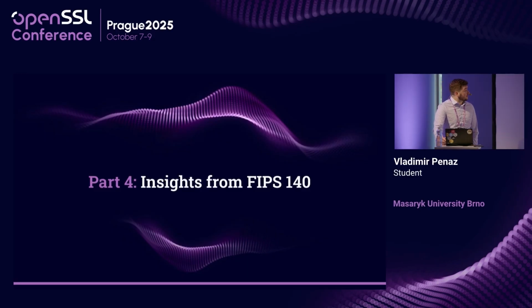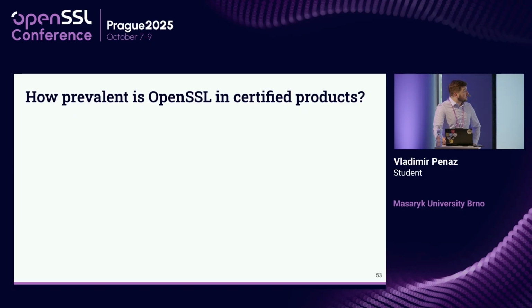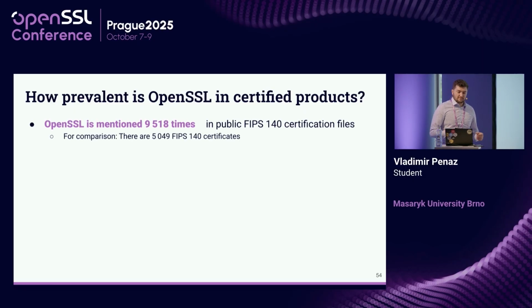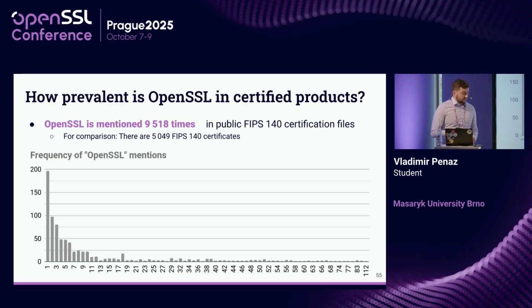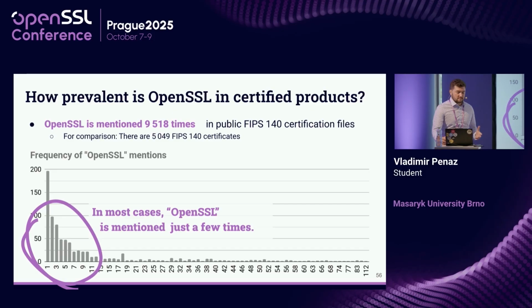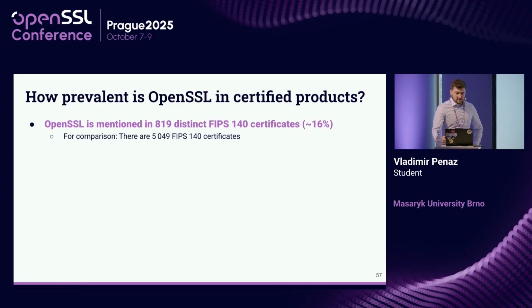Well, and now we can take a look at the same questions in the FIPS certifications. So again, how prevalent is OpenSSL in the FIPS certificates? Now we see that it's mentioned over 9,000 times. And again, the graph is quite similar. We see that mostly a certificate mentions it 1 to 10 times, so certificates do not usually mention OpenSSL more than 10 times. So it's not pretty common.